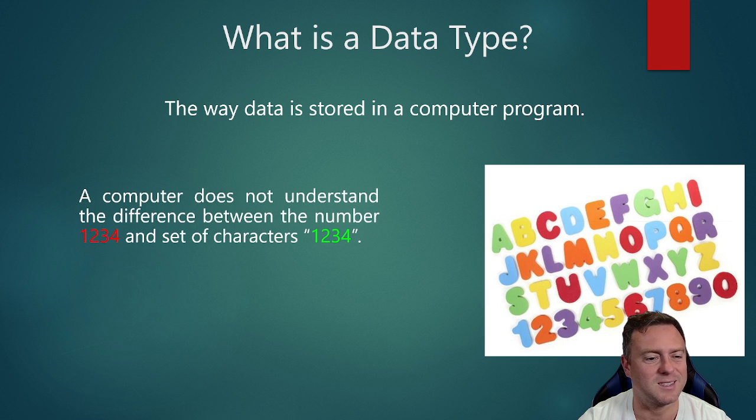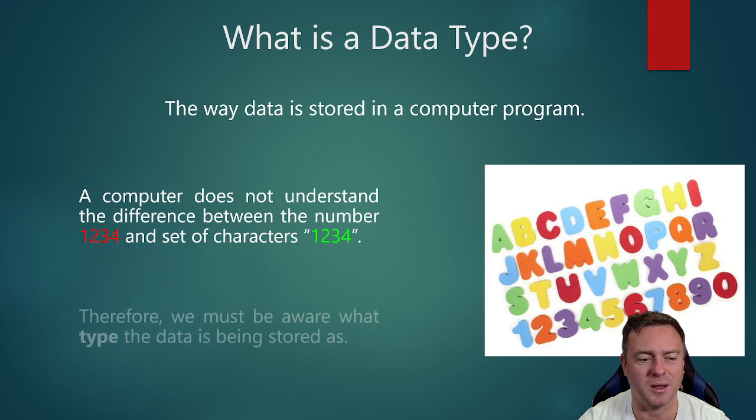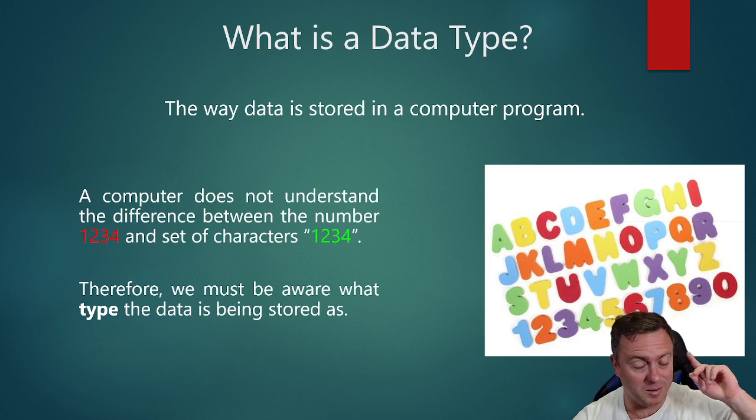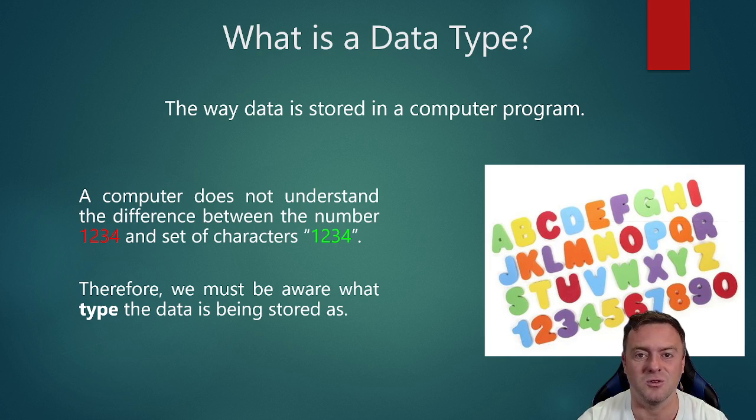A computer doesn't understand the difference between the number 1234 and the set of characters 1234. That's what we have to do as a good computer scientist, is to get that context by the way that we use the data type. So we must type the data in a particular way so that it is stored in a particular way, so you can access and do different things with it.